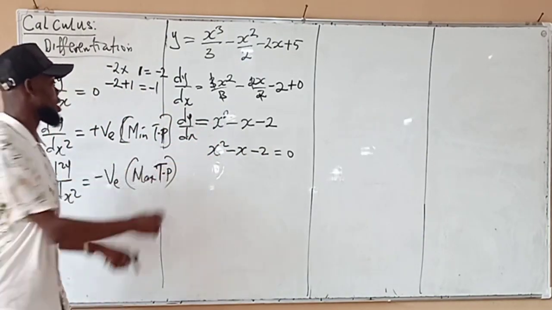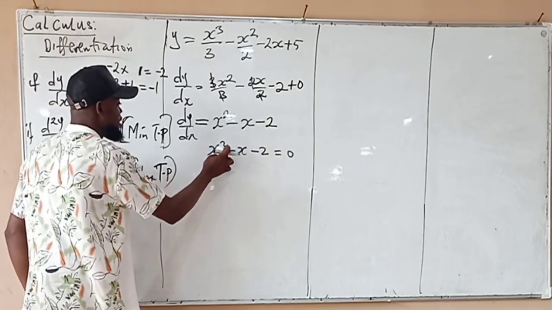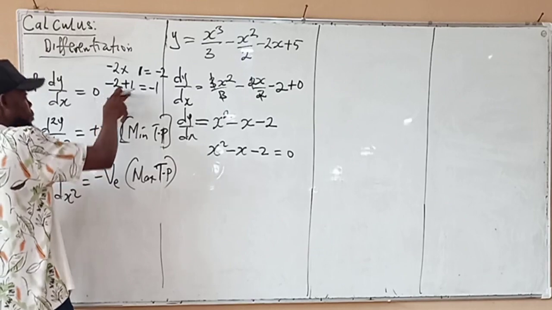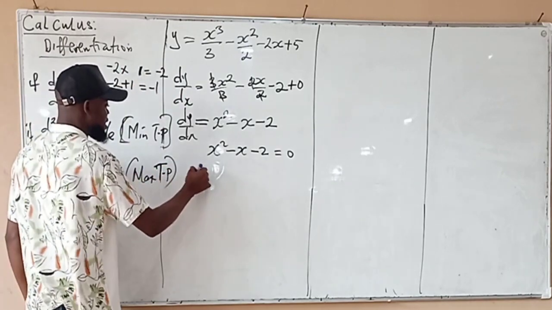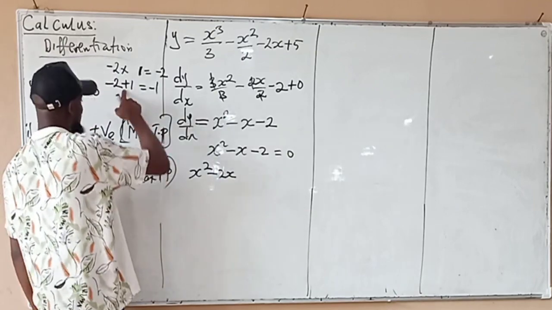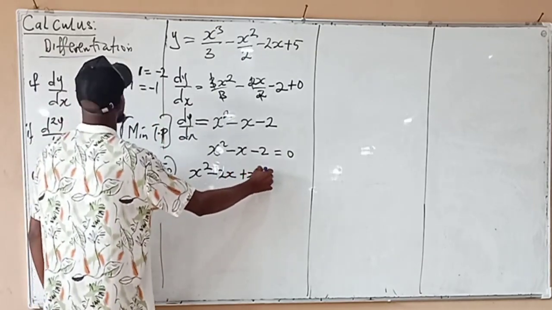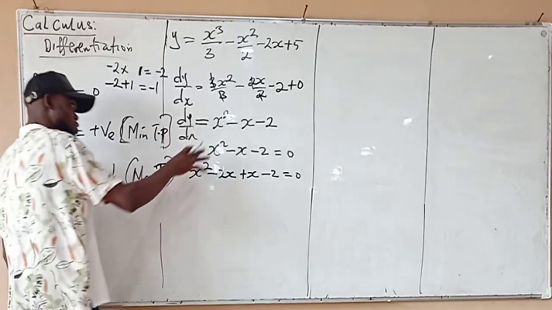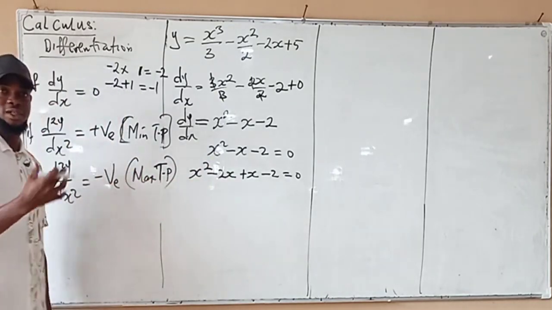That will work. So I'm going to remove this minus x now and replace it with minus 2x and plus 1x. So I'm going to have x squared minus 2x plus 1x minus 2 equal to 0. And this is how to solve a quadratic equation using the factorization method.